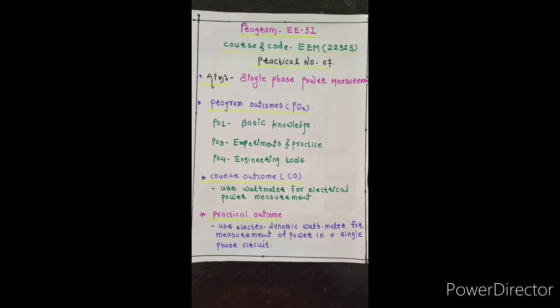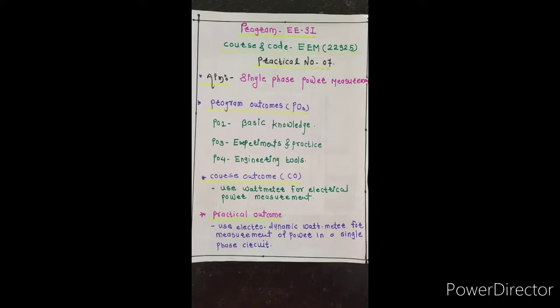So what is the output of this practical? Use an electrodynamic wattmeter for measurement of power in a single phase circuit. There are certain program outcomes correlated with it. The program outcomes are PO1, PO3 and PO4, that means basic knowledge, experiments and practices, and engineering tools.